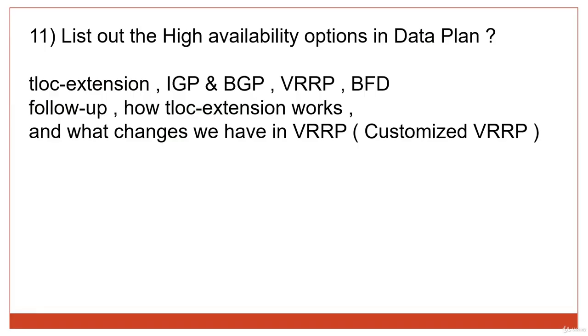Question number 11: list out the high availability options in the data plane. Data plane means your vEdge or cEdge devices and the data path, and we know that the data path is via the IPsec tunnels. Here you can see in the answer what high availability options we have. Generally you have multiple links, so link level redundancy, device level redundancy, ISP level redundancy, and site level redundancy. You can do it like that to achieve full redundancy.